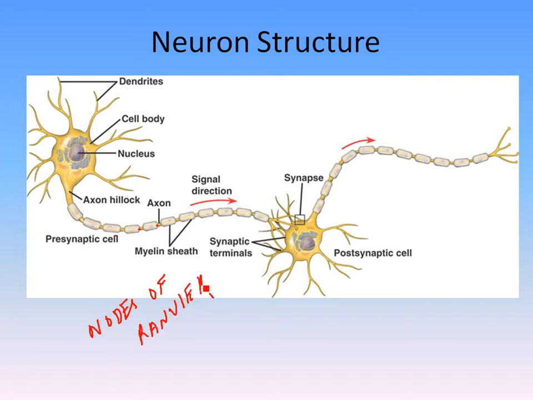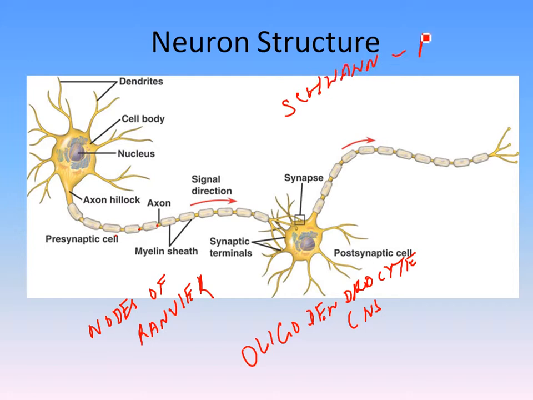The sheath is formed by oligodendrocytes in the central nervous system. So once again, this myelin sheath is formed by the Schwann cell in the peripheral nervous system and oligodendrocyte in the central nervous system.